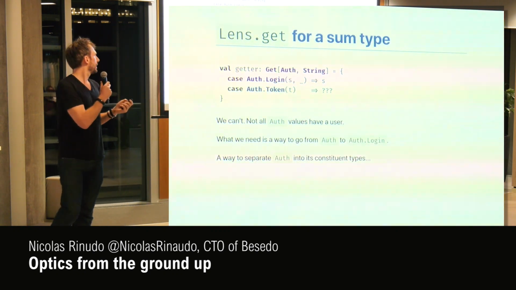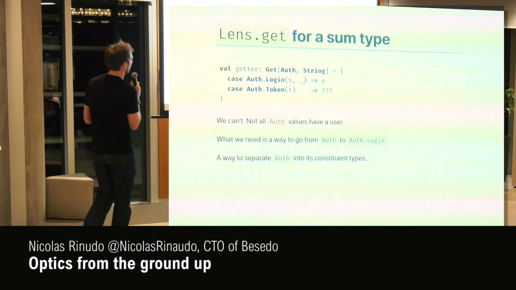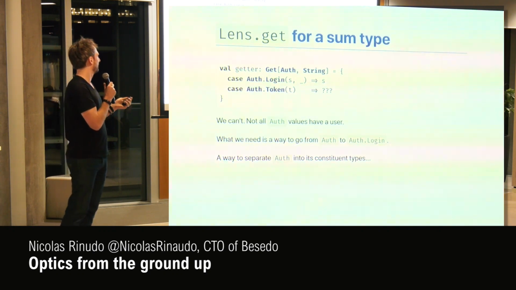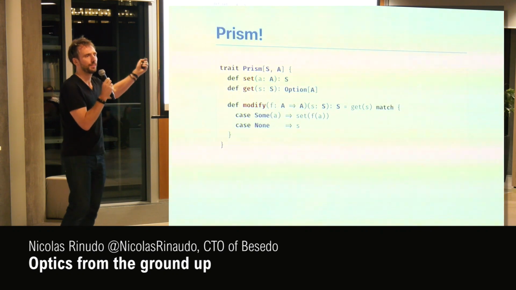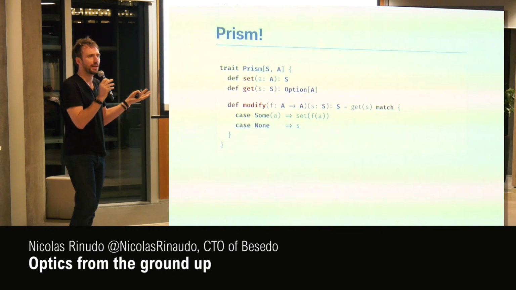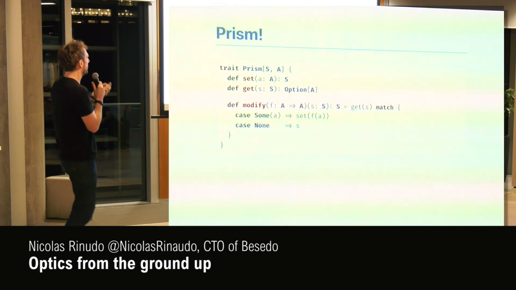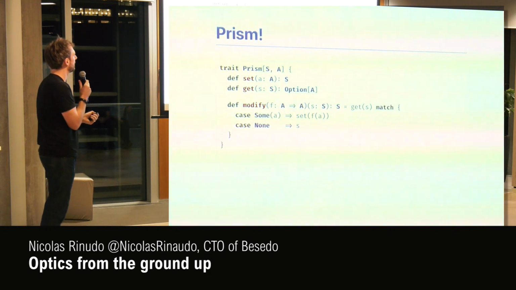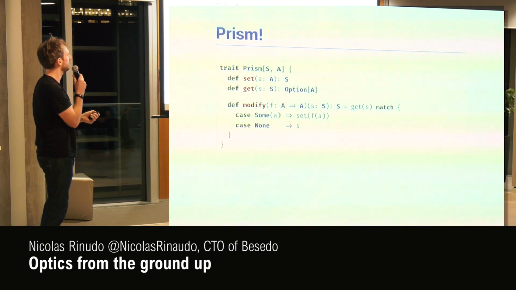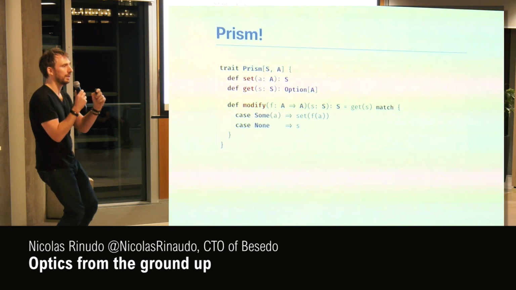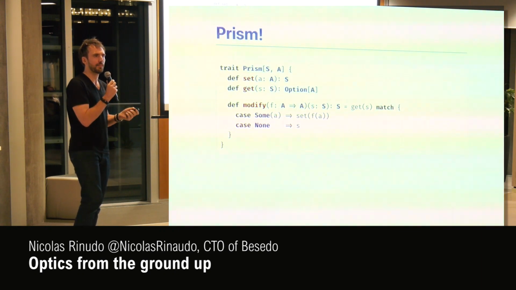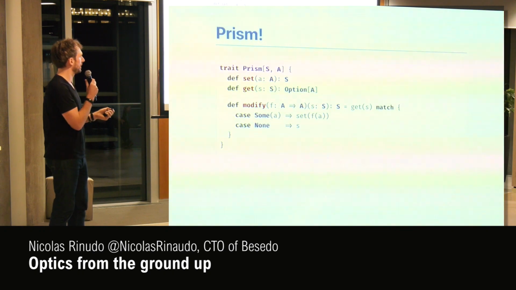We need something else. We need something that would allow us to go from an auth to one of the things that constitute it. And that's called a prism. That's because diffract sometimes, I suppose. It's very pedantic, but this is what we call a prism. It looks very, very similar to a lens. The critical important part is this here, which says that given an S, I can return maybe the A that's inside of it. So given a login, given an auth, I might be able to return the username. Might not, might be. So this is the most important difference.